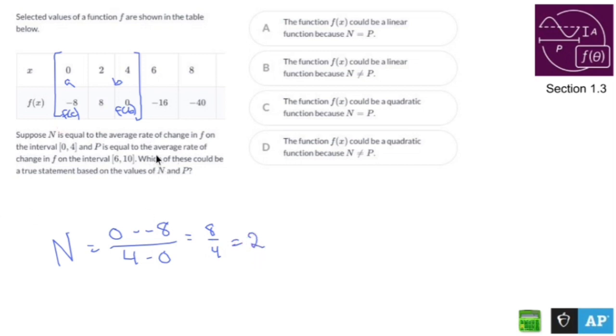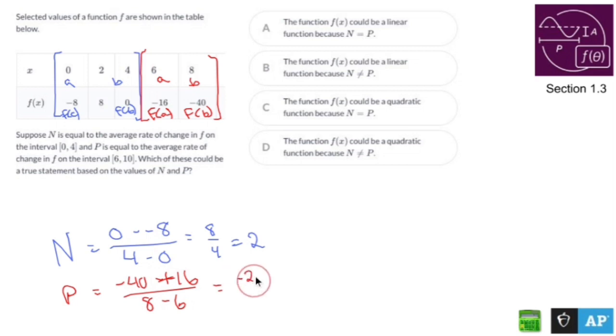p is equal to the average rate of change of f over interval 6, 10. It's funny, NP are my initials and 610 is my area code. So you would be my new f of a, and you would be my new f of b, and you would be my new a, and you would be my new b. So p would equal f of b, which is negative 40, minus f of a, which is negative 16, over b, which is 8, minus a, which is 6. Negative 40, double negative becomes a positive, so we get negative 24 over 2, and that becomes negative 12. So n was 2, p was negative 12.